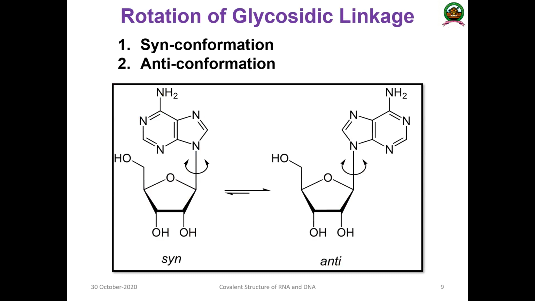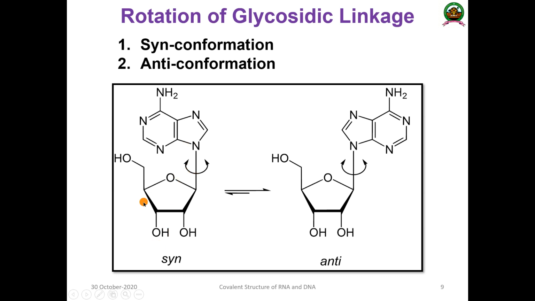Then this glycosidic linkage is a rotatable bond. It is very, very important. They can rotate this chain around this axis. This C and N you can rotate like this and like this. One conformation is known as syn conformation, and it produces two types of rotational isomers in the DNA. One is known as syn conformation, the next one is known as anti conformation, due to the rotation.